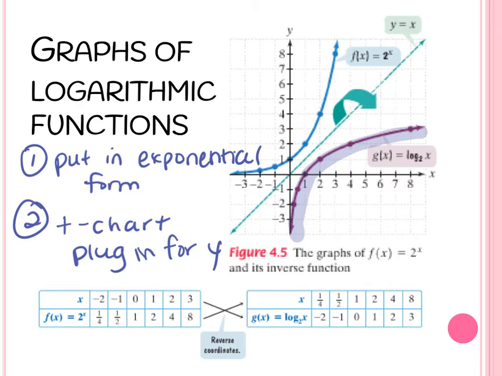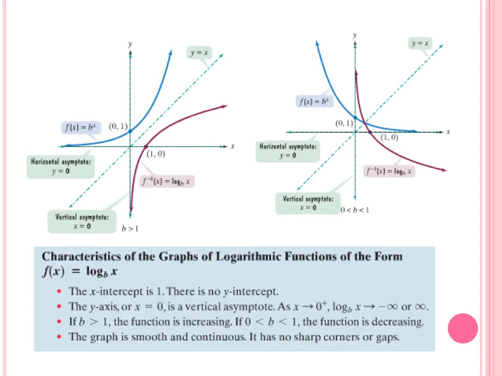Which means I used to have a horizontal asymptote, now I have a vertical. I used to have a y-intercept, now I have an x-intercept. The domain used to be all real numbers, now my range is all real numbers. The range used to be 0 to positive infinity, now my domain is 0 to positive infinity. So everything about the x and y is now flipped. Which is what this says. There is now an x-intercept, not a y-intercept.